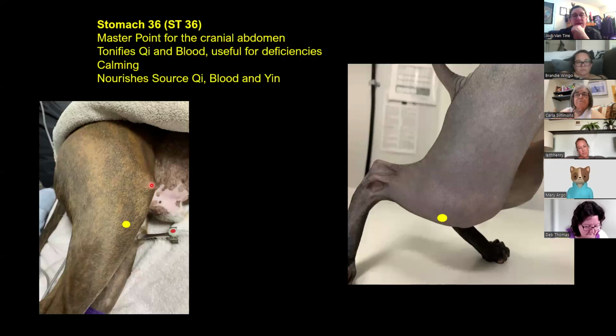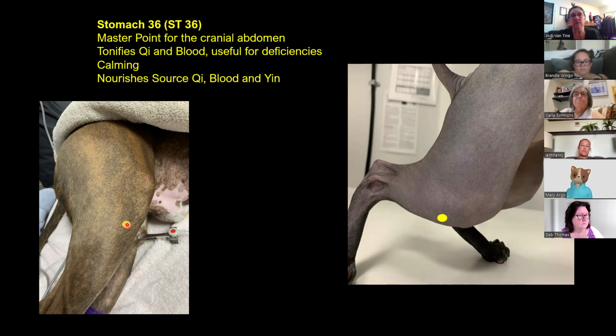So on the hind leg, on the knee, you're going to have the kneecap. And then you have this bony prominence. And if you feel your own leg, that's going to be like right below the knee, right in front. And if you flex your foot with your fingers on that bony prominence, you have a muscle that kind of pops up to the outside, the lateral side of your shin bone. And that's your cranial tibial muscle. And in the middle of that cranial tibial muscle is where stomach 36 is.